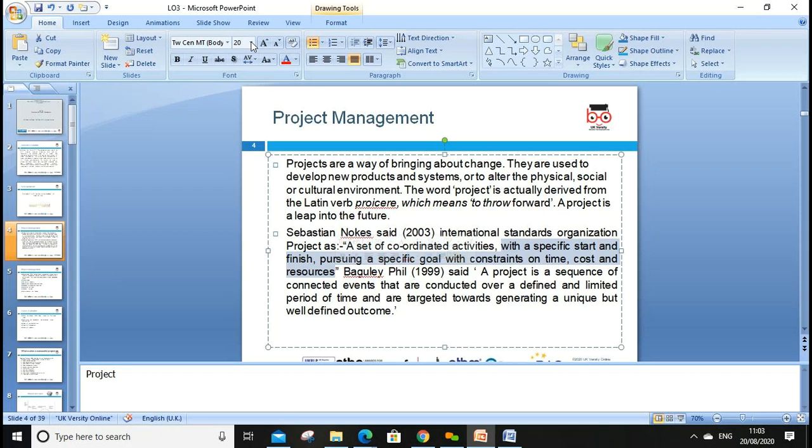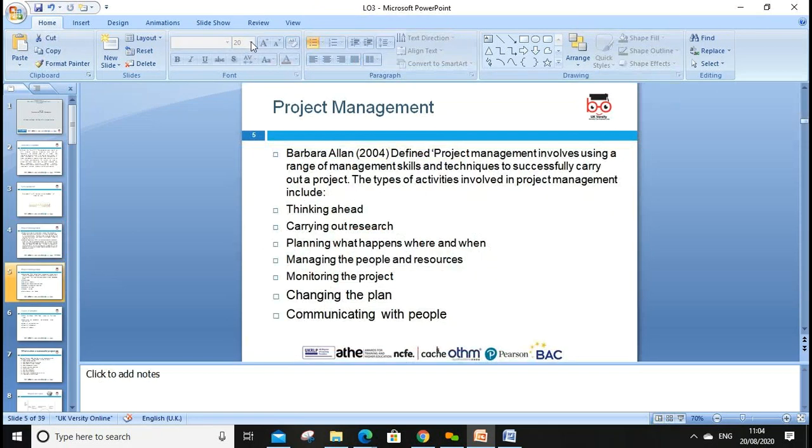So a project is a sequence of connected events. If one event is not complete, say you want to build a house: if the map is not first approved by the regulator, then of course your basement, this is a connected activity. You can't start the house, or you can't put the roof on if you haven't built the walls. So this is connected activities. Some activities we can do in parallel, and some we need to do in sequence. So this we need to manage. This is all about project management.